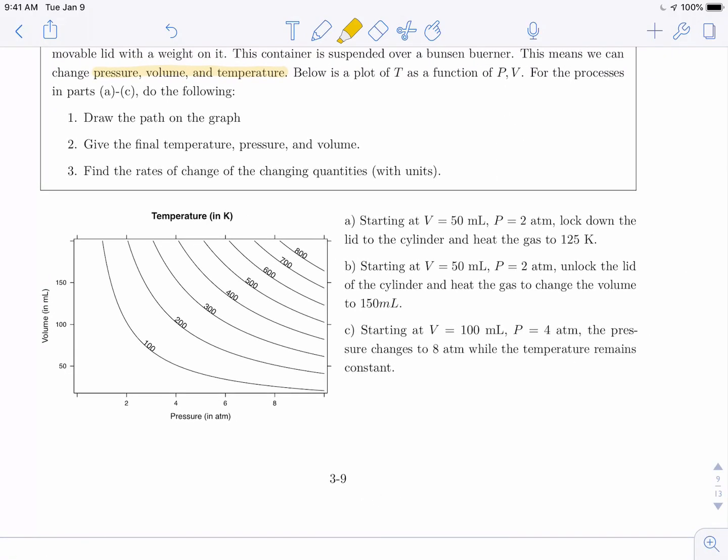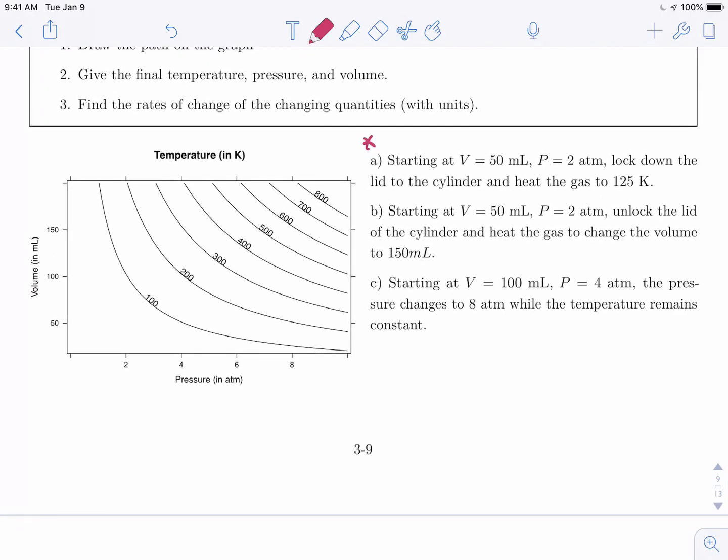So for the processes in parts A through C, literally this list over here, I want you to do the following. Draw a path on the graph that kind of sketches the same idea of what's going on in the system. The second thing I'd like you to do is find the final temperature, pressure, and volume, and then find the rates of change of the changing quantities with units. So I will do the first one, and then I'm going to ask that you try B and C. So, starting at 50 milliliters, 2 ATMs, lock on the lid, and heat the gas.